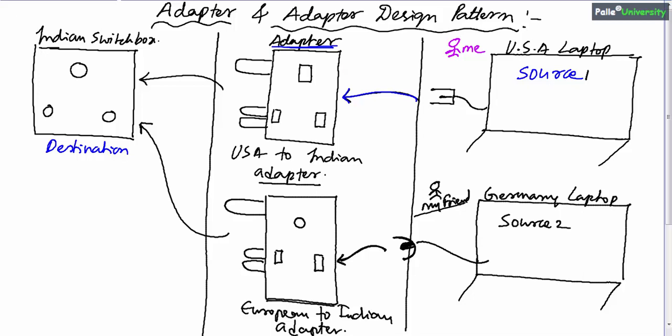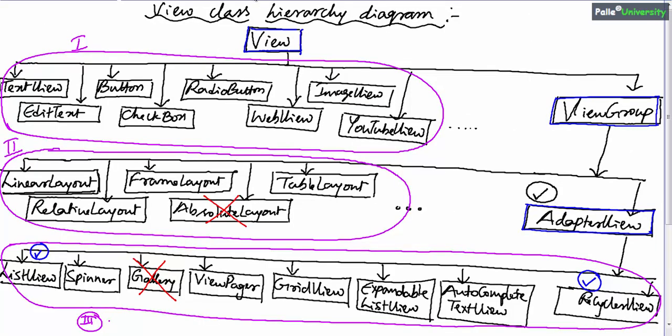Now let us see where this adapter design pattern will fit in Android applications. We know that there are many adapter views. I will be explaining adapter design pattern by taking list view as an example. First let me explain briefly what is list view. List view is a view which can display vertically scrollable list of elements.